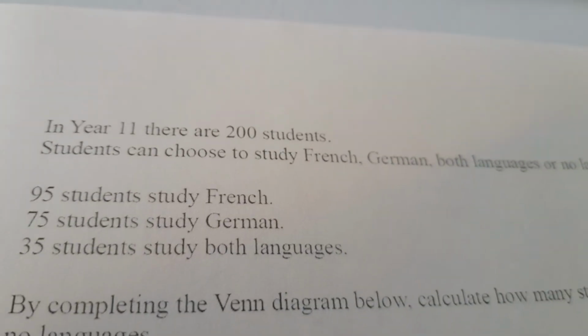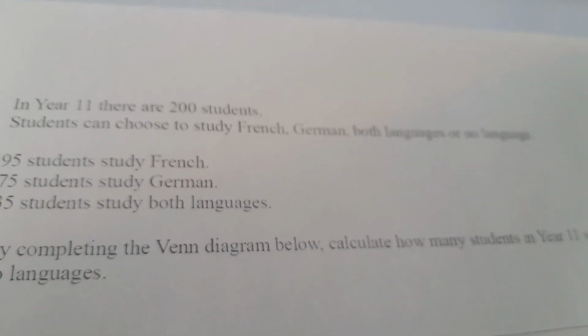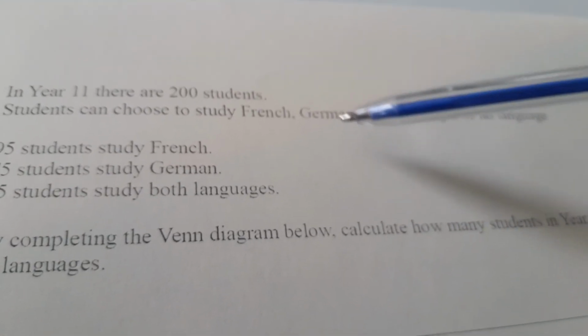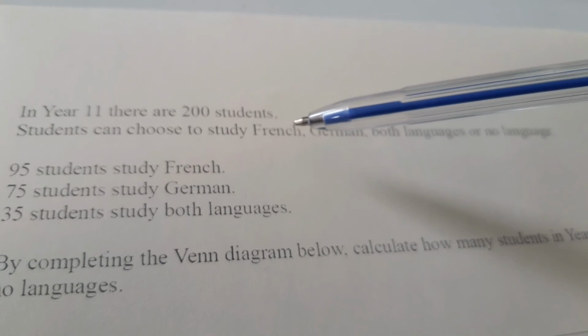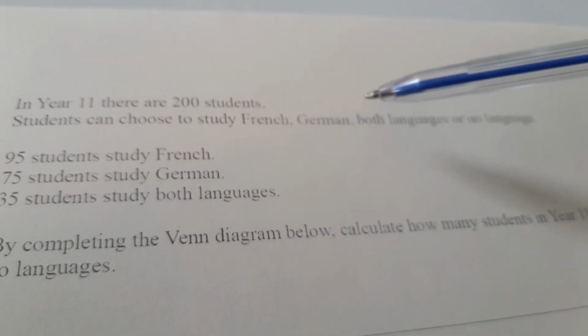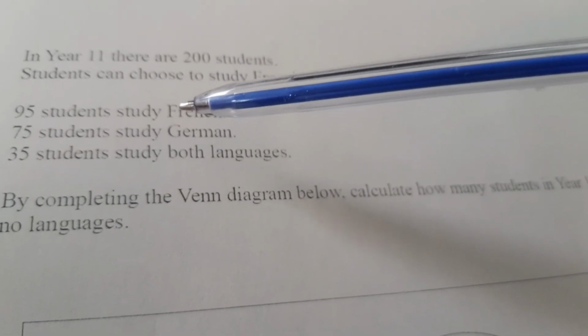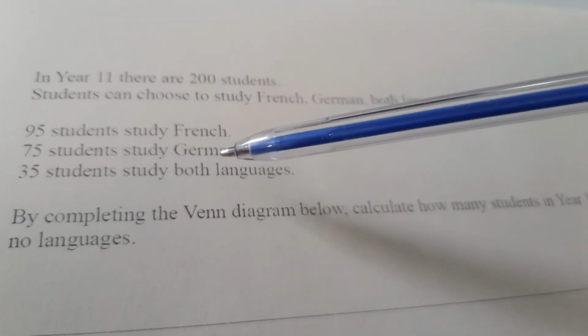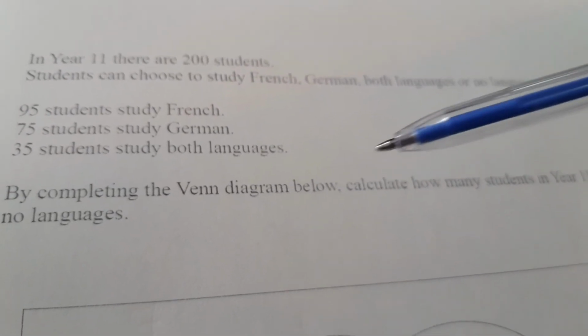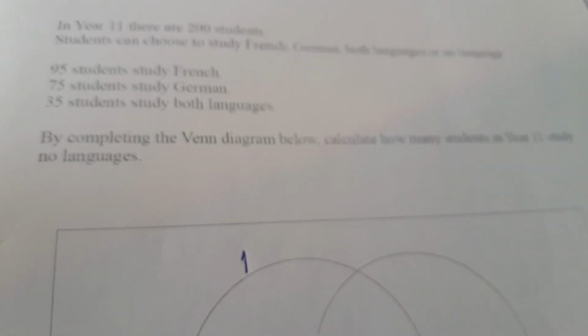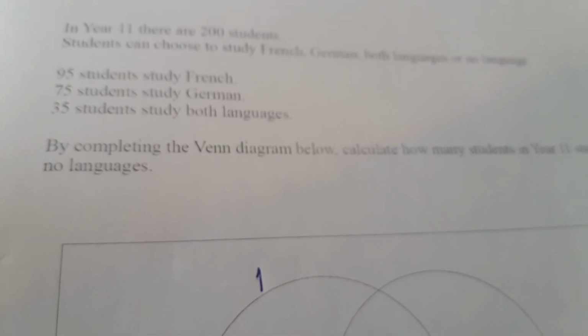So year 11, there are 200 students, and you're seeing why that beginning number is really important. Students can study French, German, both languages, or no language. Say 95 do French, 75 do German, 35 do both. Complete the Venn diagram. So we'll go French. Oh, I've already done that. French and German.